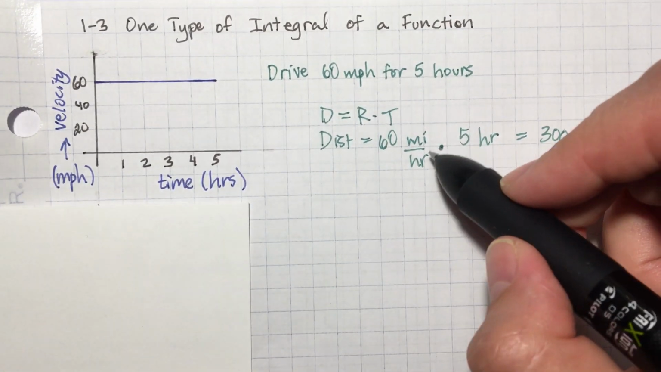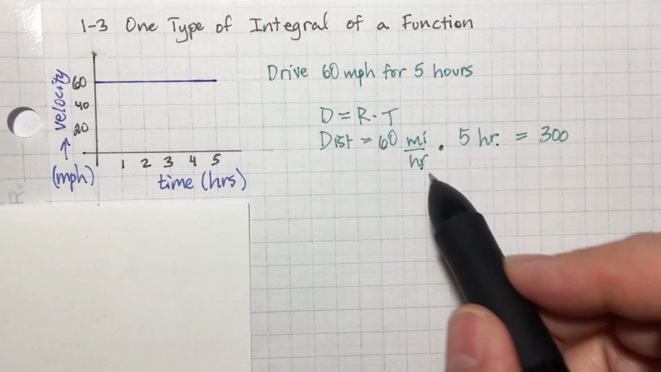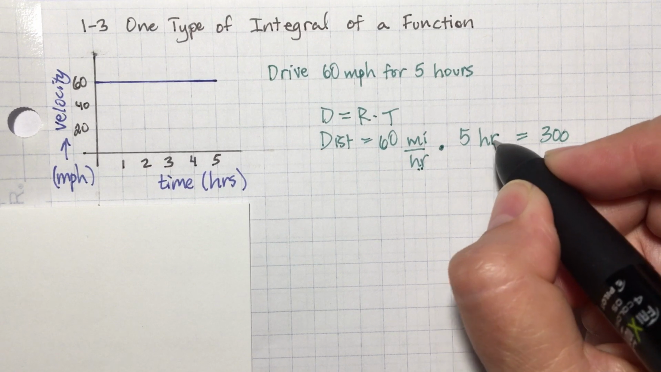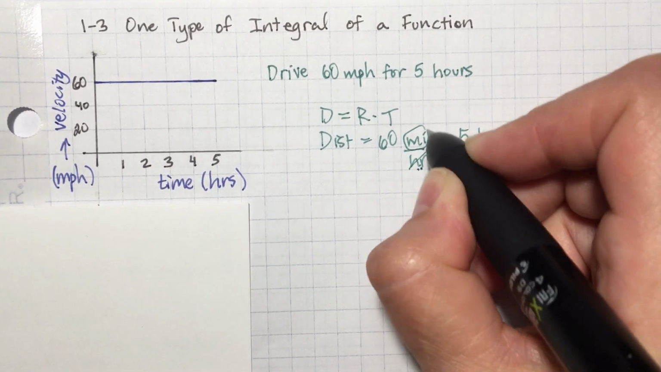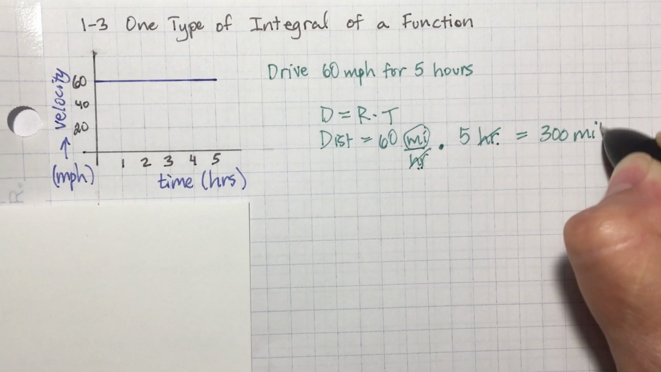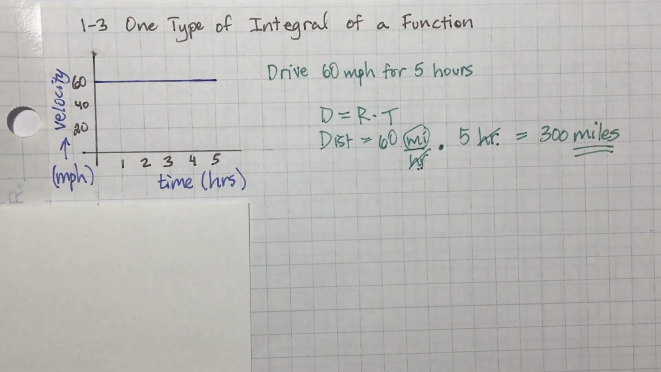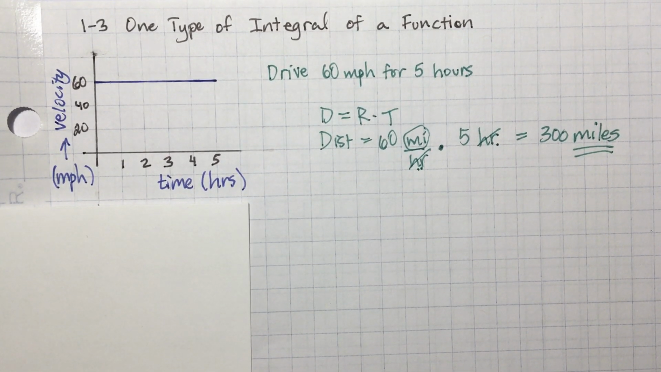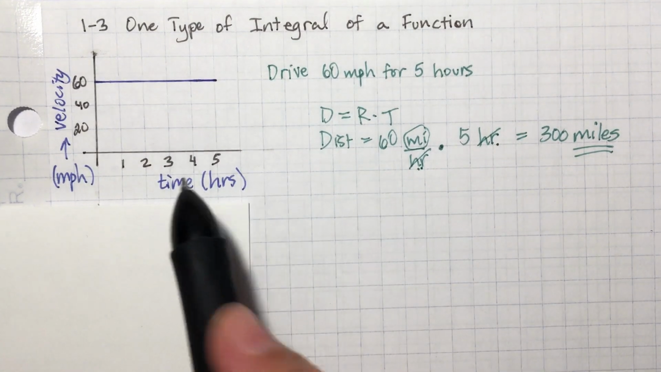But look at our units, miles per hour and hours. Oh wait, miles per hour times hour? Wouldn't those hours just cancel, leaving you those miles? Oh, we might be onto something there. Now look at what the graph of this is.